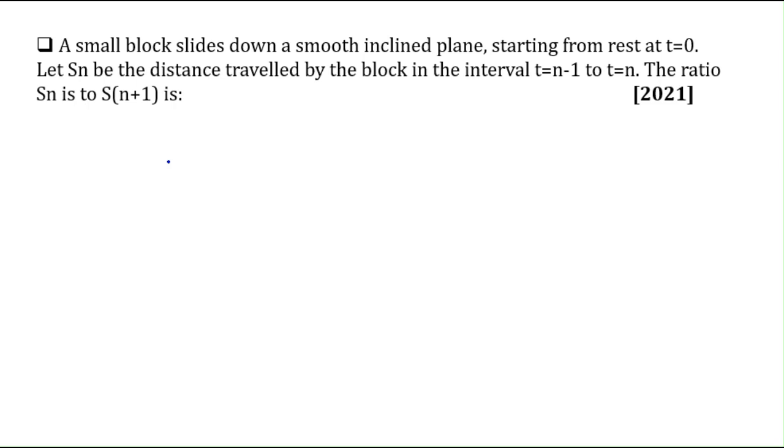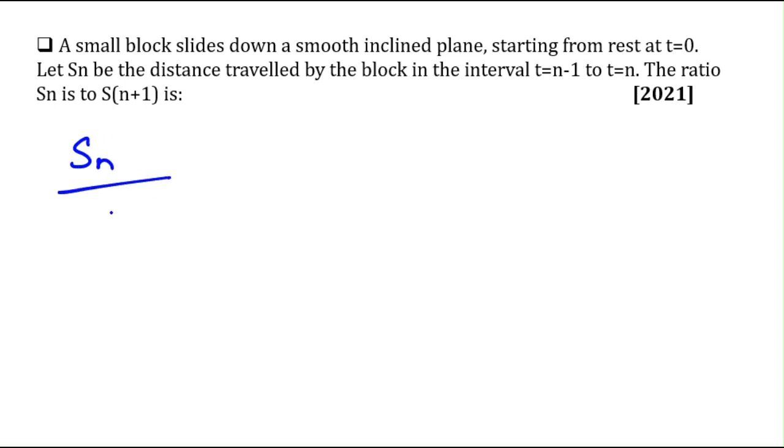Okay, let's take this question. I think this is from NEET 2021 paper. So what is happening here? A small block slides down a smooth inclined plane starting from rest at t equals to 0. And let Sn be the distance traveled by the block in the interval t equals to n minus 1 to t equals to n. Then we have to find the ratio Sn is to Sn plus 1.